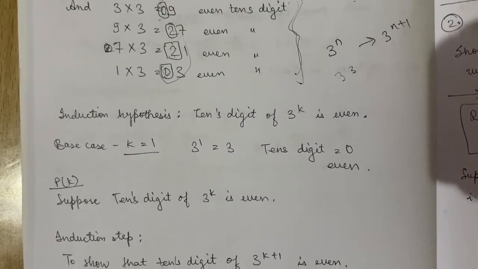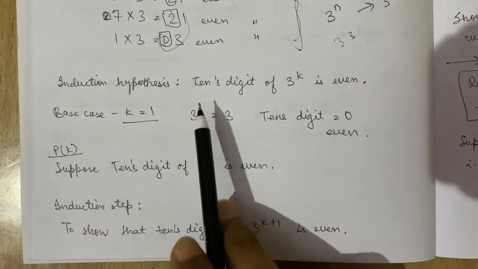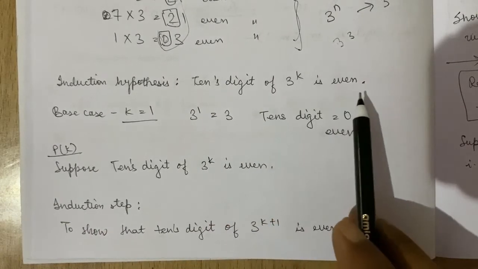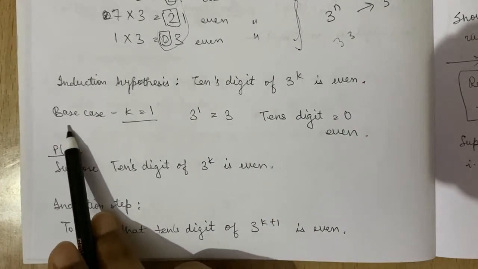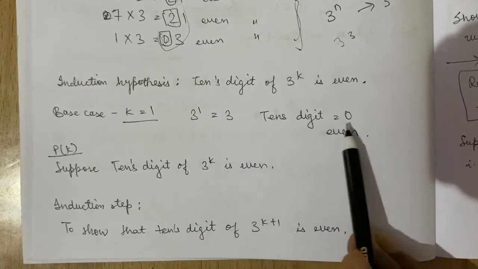So let's start the proof by induction. The induction hypothesis is that the tens digit of 3 to the power k is even. Let's check the base case. Base case is k equal to 1. So 3 to the power 1 is 3. Tens digit is 0, which is even.